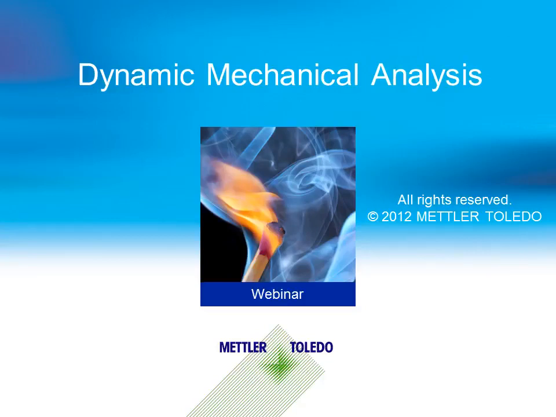Ladies and gentlemen, welcome to this seminar on Dynamic Mechanical Analysis, or DMA as it is usually called. DMA is one of the most important techniques in thermal analysis. It can be used to study the viscoelastic properties and behavior of a wide range of materials as a function of temperature or frequency.